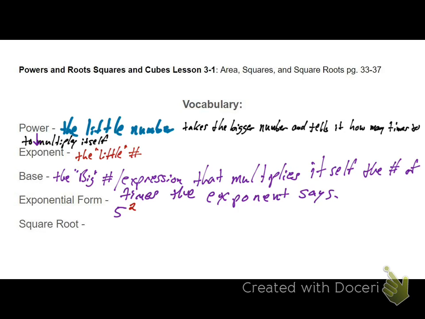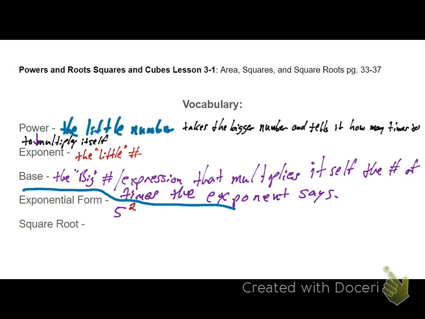Yes, sir? So for exponential form, we just put 5 over 2 and not times the exponent says? No, I had to finish that down here. Oh, okay. Sorry. Here, let me help you out with that. That help? Okay. Next time I'll zoom in faster. It'll just look smaller up here.